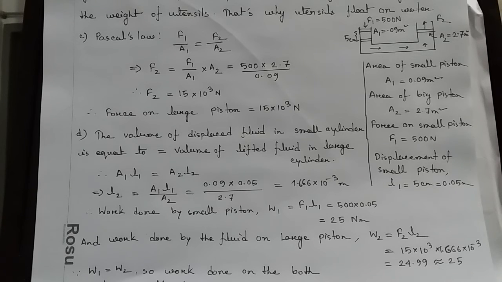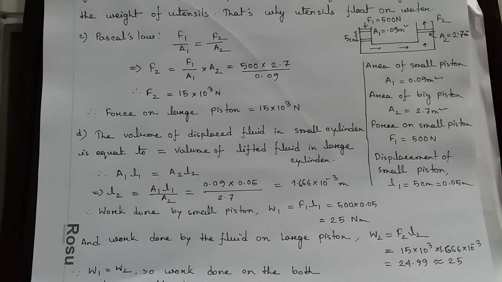That will be 1.666 into 10 inverse 3 meter, because we have the values of A1, L1 and A2. By applying these values we get the displacement for the second or large piston as 1.66 into 10 inverse 3 meter. So now we have the value of displacement L2, and there is no problem in determining the work done by the large piston.